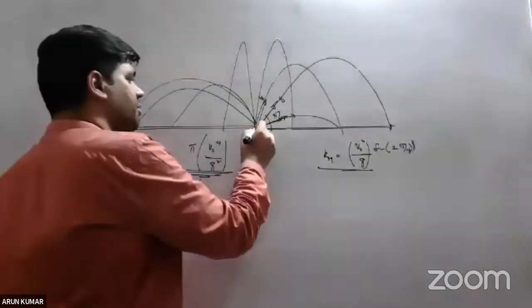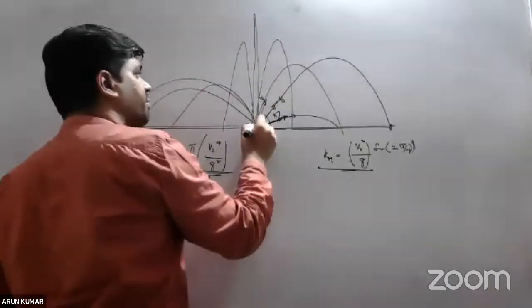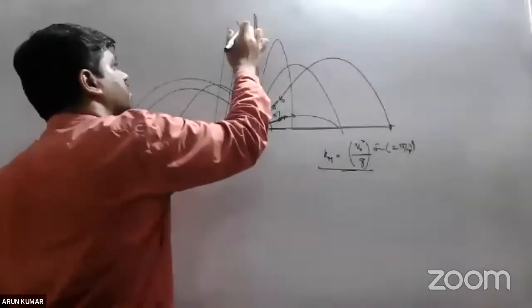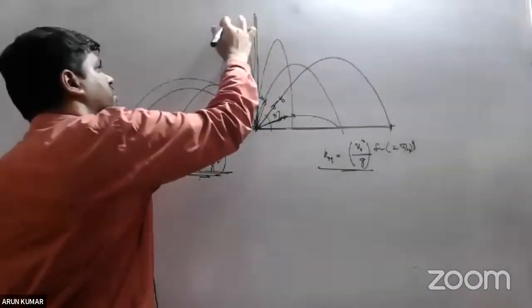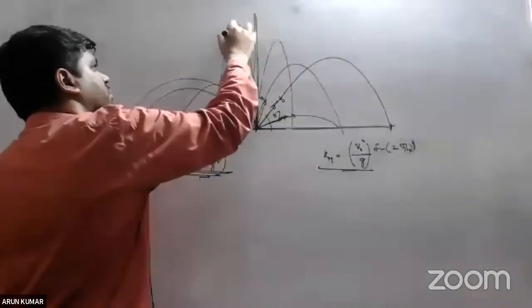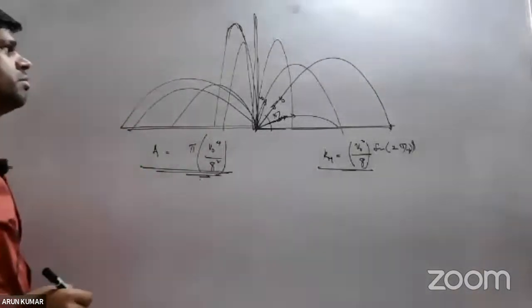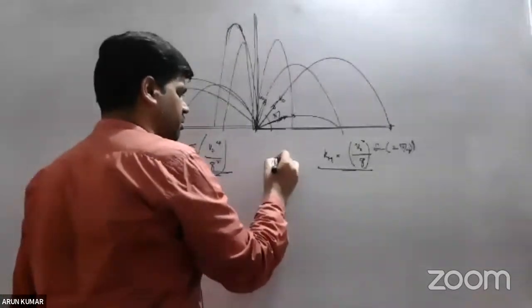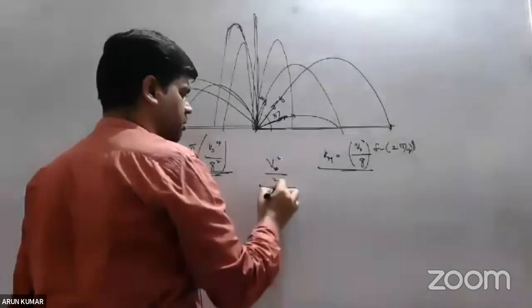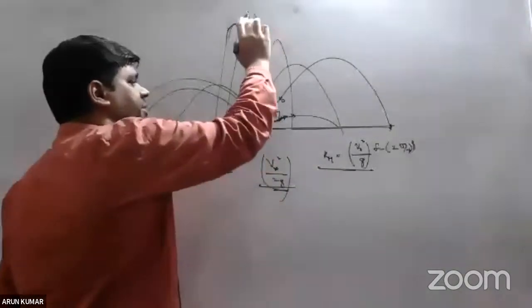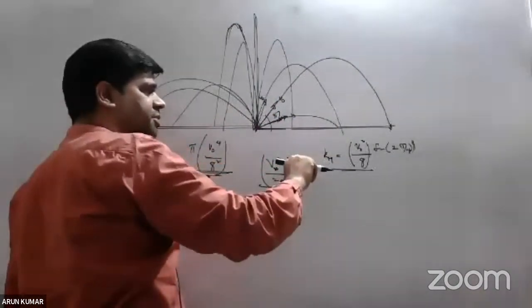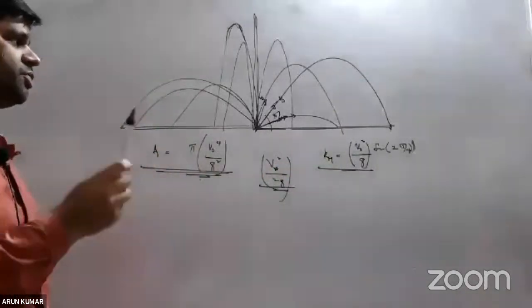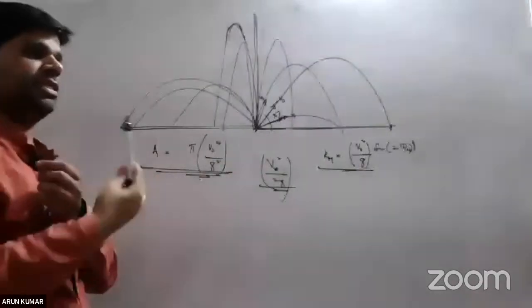What is the maximum height this particle can go? V square by 2g is the maximum height this particle can go. Horizontally, it can cover a maximum distance of v square by g. It can cover an area of pi r square, pi rm square. So bullets will lie anywhere within this area.